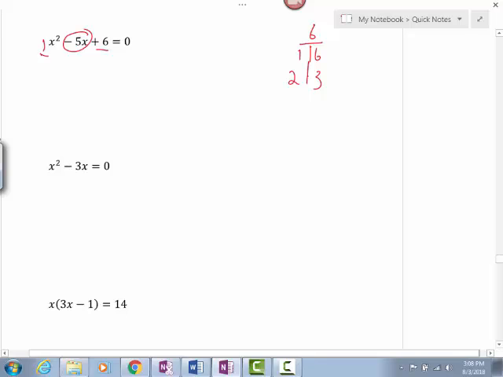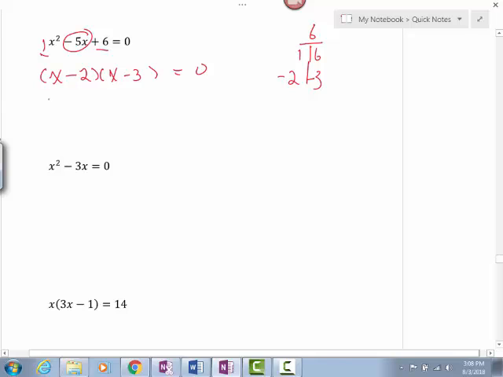So I want you to notice, since it's a positive 6, they have to have the same sign. And because my number in the middle is a negative 5, that means that both numbers are going to be negative. And if you notice, negative 2 and negative 3 multiply to a positive 6, and they add up to a negative 5. All right, so now I'm going to go ahead and just use my shortcut. Equals 0. So x here and x here. And one's a minus 2 and one's a minus 3.